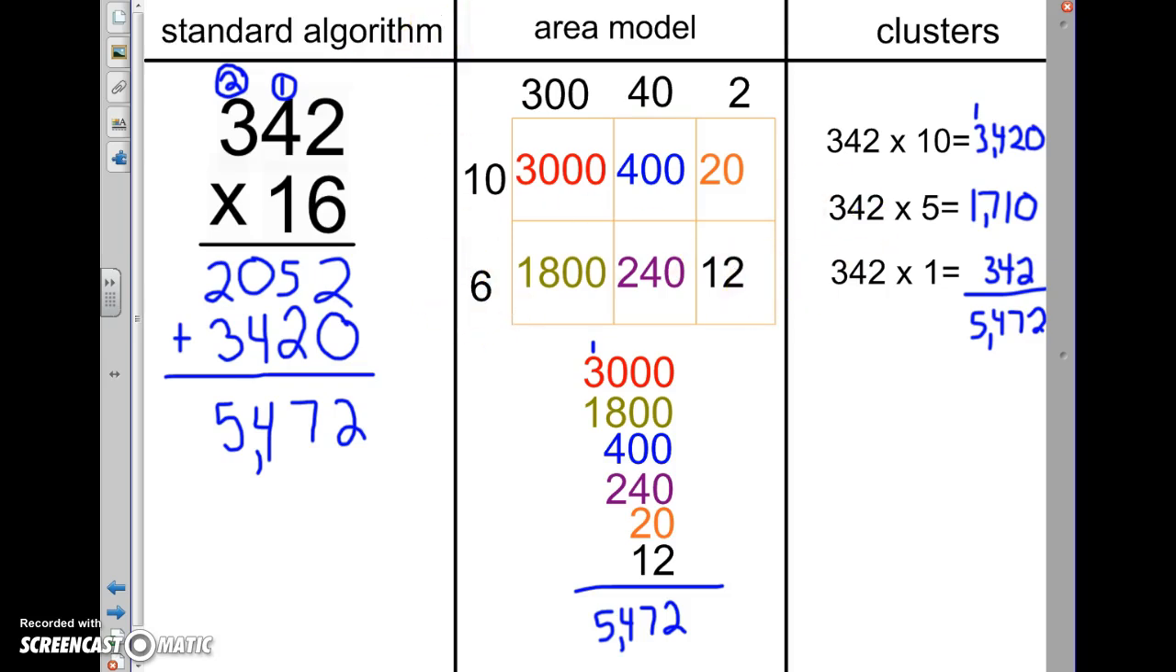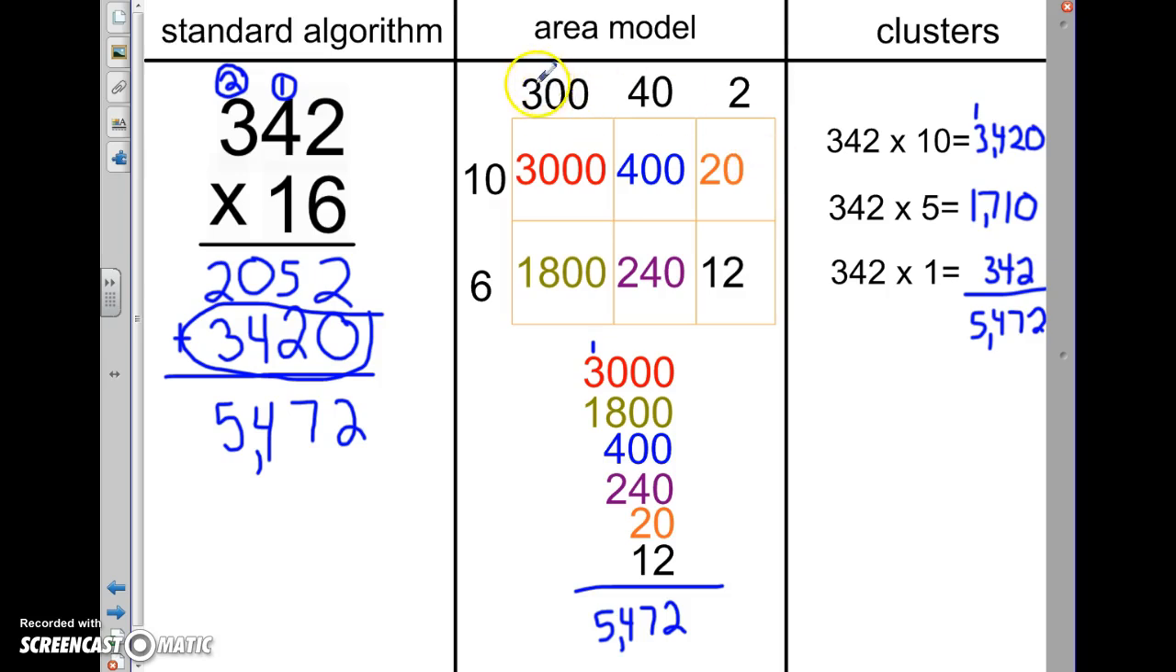So something that I want to show you here is this connection. If you look at, for example here, this 342 times 10 when I was doing clusters, that equals 3,420. Look at this number right here, 3,420. And we got this from multiplying. Remember, when we were doing the standard algorithm, and we moved over to this one, we knew that we were multiplying by the 10, so we put a 0 here in the ones place, and then we got 342. Look at that. That's 10 groups of 342, just like here.